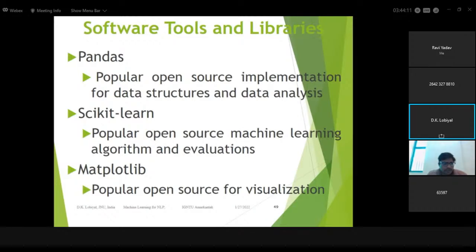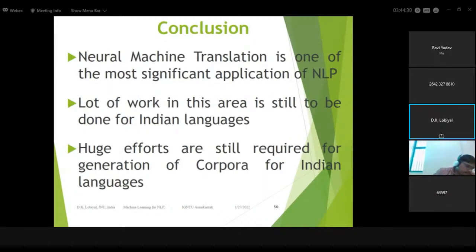and the Pandas library for data analysis. Combine all these tools, then you can develop very good machine learning-based approach systems for NLP using Python. And of course, matplotlib, everybody knows. And with this, I'll conclude. I'll give these slides, not a problem.